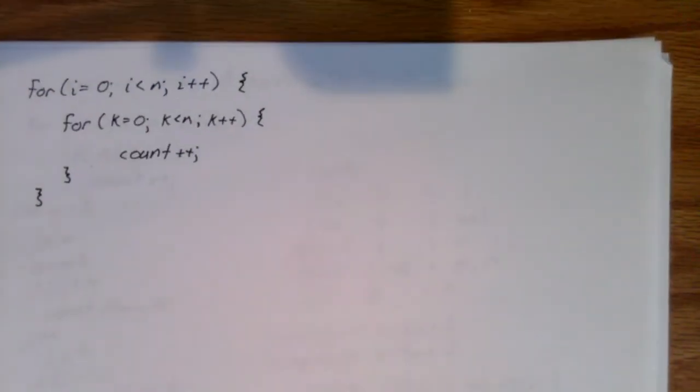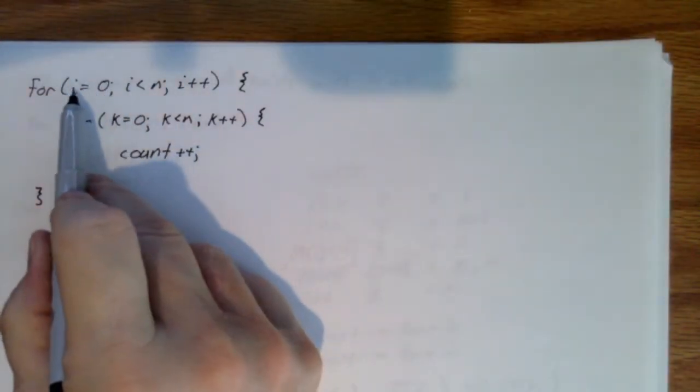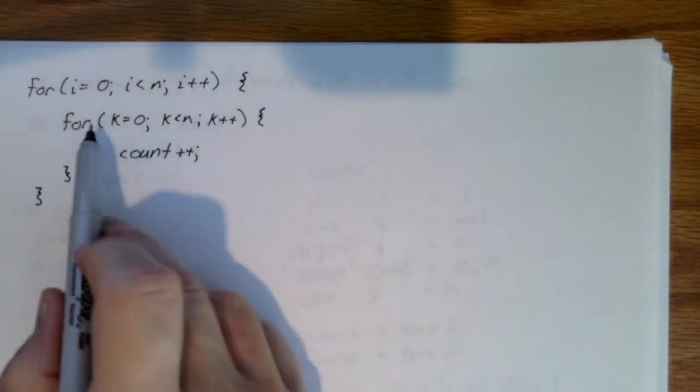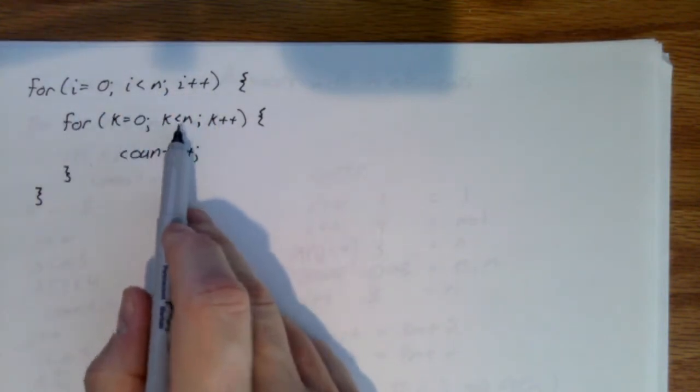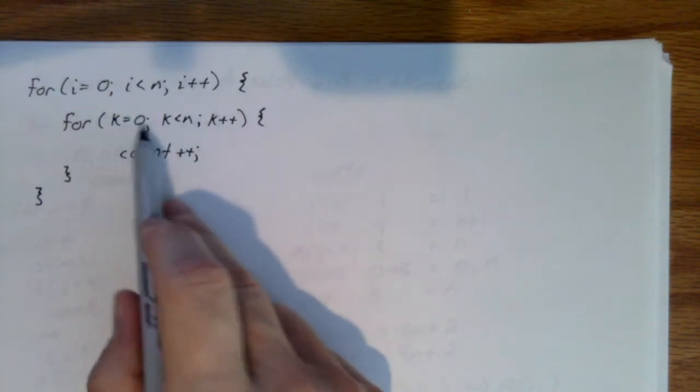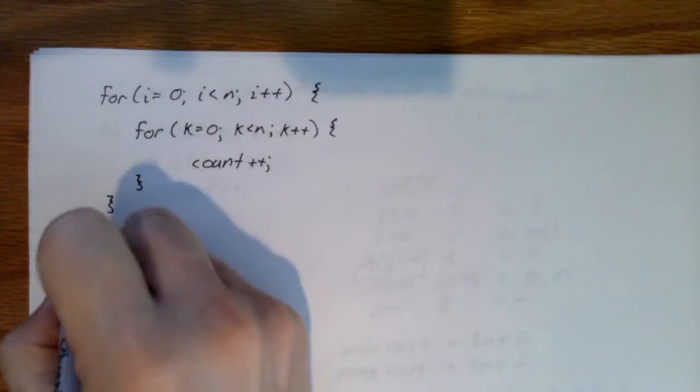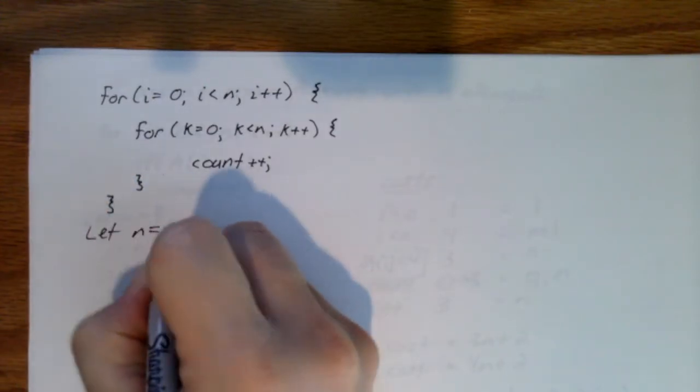Now let's nest some loops. So what I'm going to call the i loop runs n times, right? Because we're incrementing by i. The k loop inside runs n times. And on each iteration of the k loop, we update the count. Now because we have two loops, I'm just going to say let n equal 2, because otherwise it's going to grow too much on us.